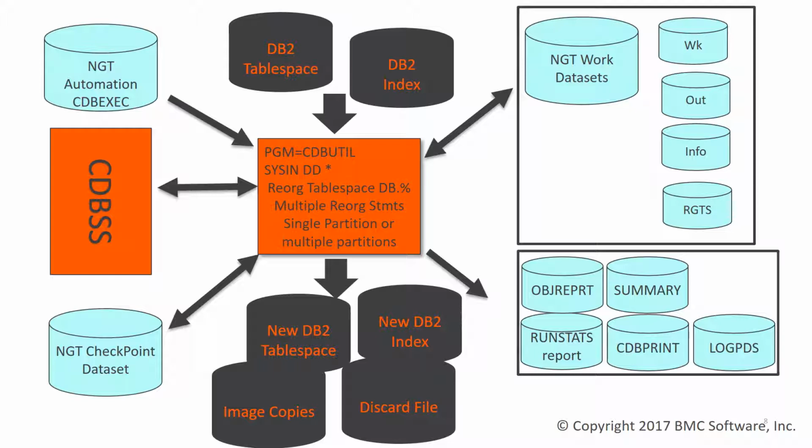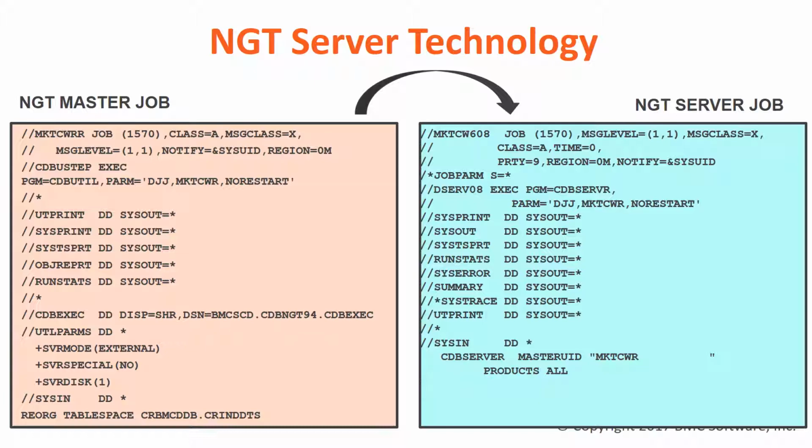The next topic to discuss is how NGT can scale to the large DB2 databases of today. This is NGT server technology. With NGT server technology, the user submits the NGT master job, which is the JCL we just spoke about. Optionally, this master job can spawn additional server jobs that can process additional objects, partitions, or processes needed by the master request. The server jobs are produced without any user interaction.